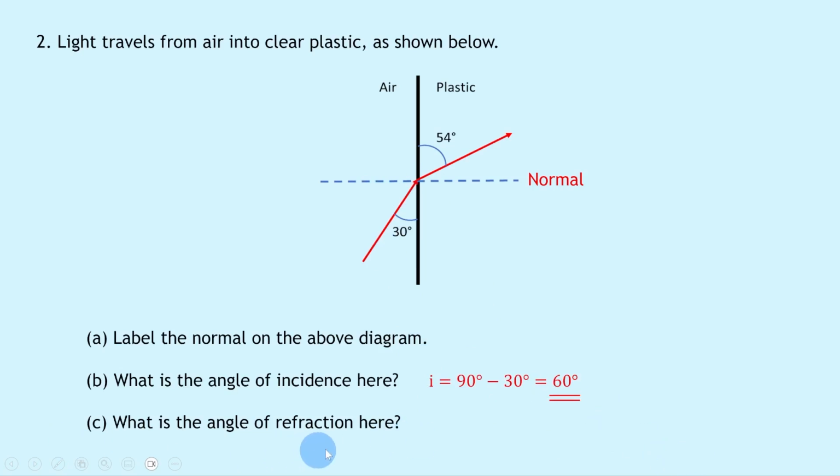Part C says, what is the angle of refraction here? Well, here we need to look on the right hand side, and remember the angle of refraction is measured between the normal and the refracted ray. So that would be this angle in here. Again, although this is labelled as 54 degrees, we don't want to think about that one, we want this angle in here. So we can say that little r for angle of refraction is equal to 90 minus 54, since that's an angle of 90 degrees in there, and doing that in your head or in your calculator gives you an answer of 36 degrees.